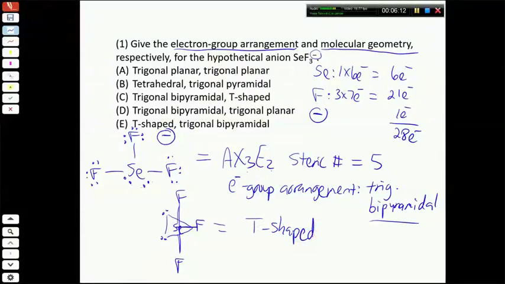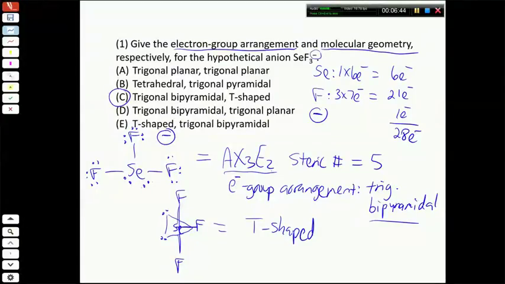Alright, so there is a table in the notes back when we covered this that summarizes all of the different AXE notations and the shapes that those correspond to. So we have to learn there's 2 different parameters to classify these geometries. There's electron group arrangement, and then there's molecular geometry, which are in many cases 2 different things when you have lone pairs involved. So the correct answer for this one would then be C, trigonal bipyramidal, and it's a T-shaped geometry. Okay, so any questions on this problem in particular, or VSEPR in general?